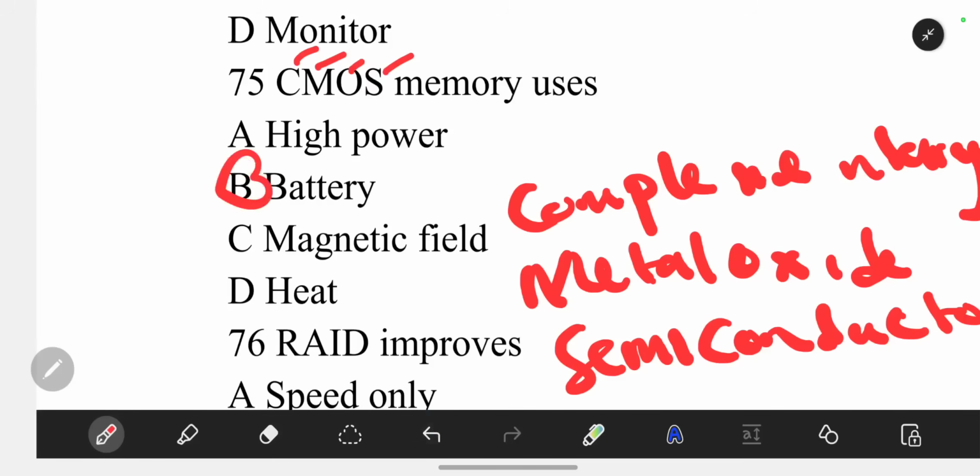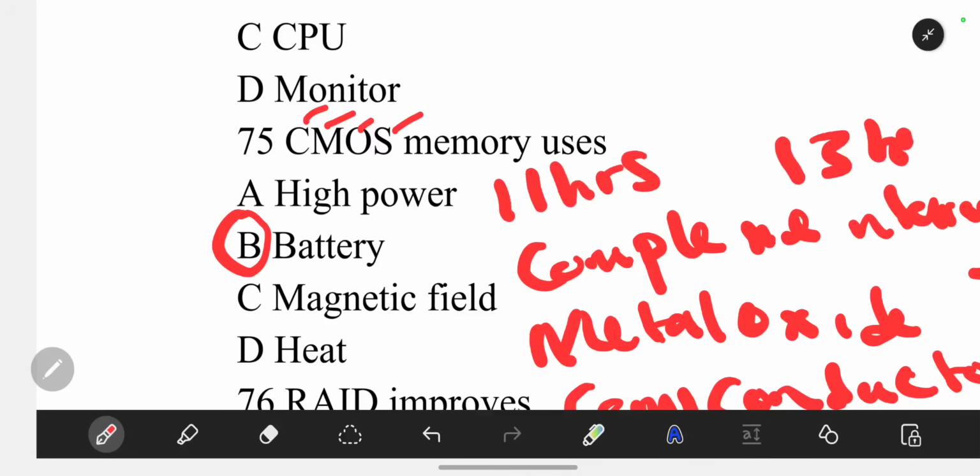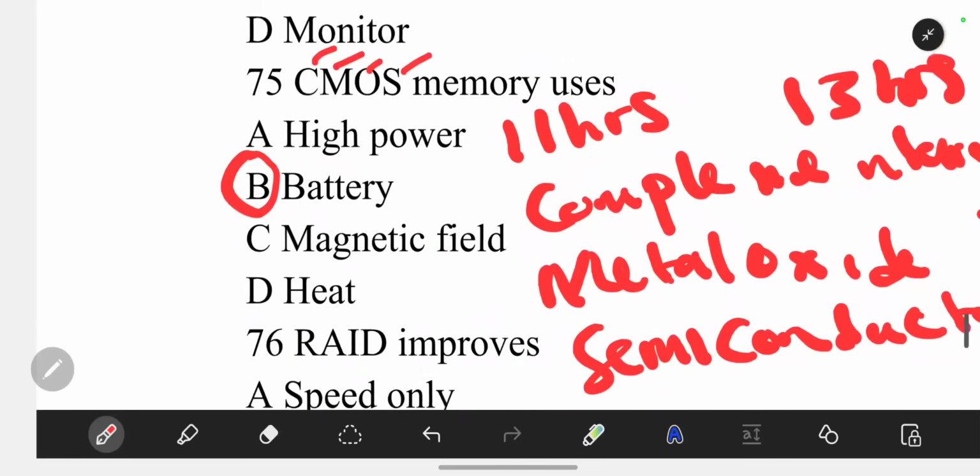CMOS is important as it works hand in hand with the BIOS. So remember the BIOS, basic input output system, it determines how the computer starts up. It is permanent. But the CMOS, for example, if a phone is off, let's say it was off at 11 hours, when it is turned on, the time will be 13 hours. So that is the working of CMOS, which is the complementary metal oxide semiconductor.